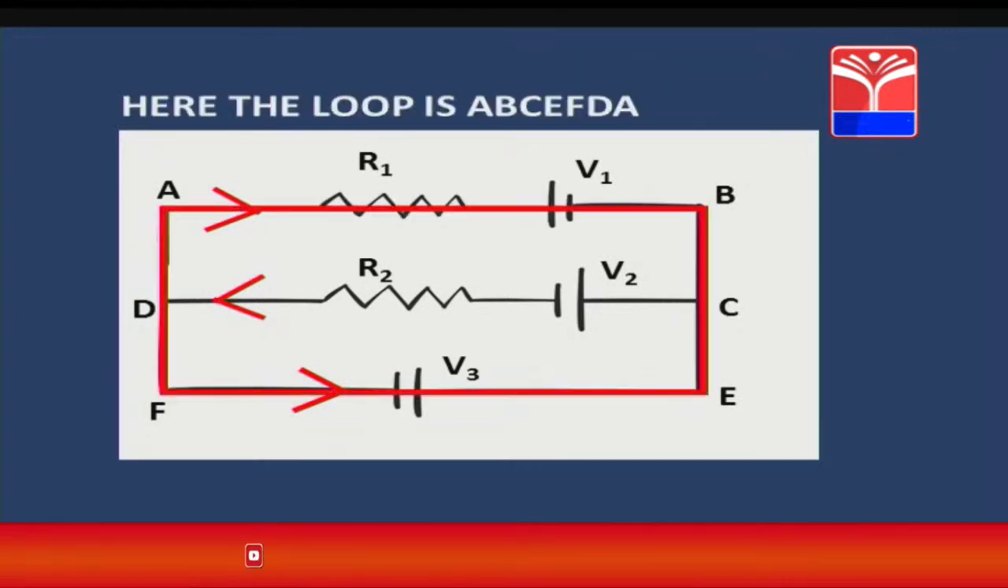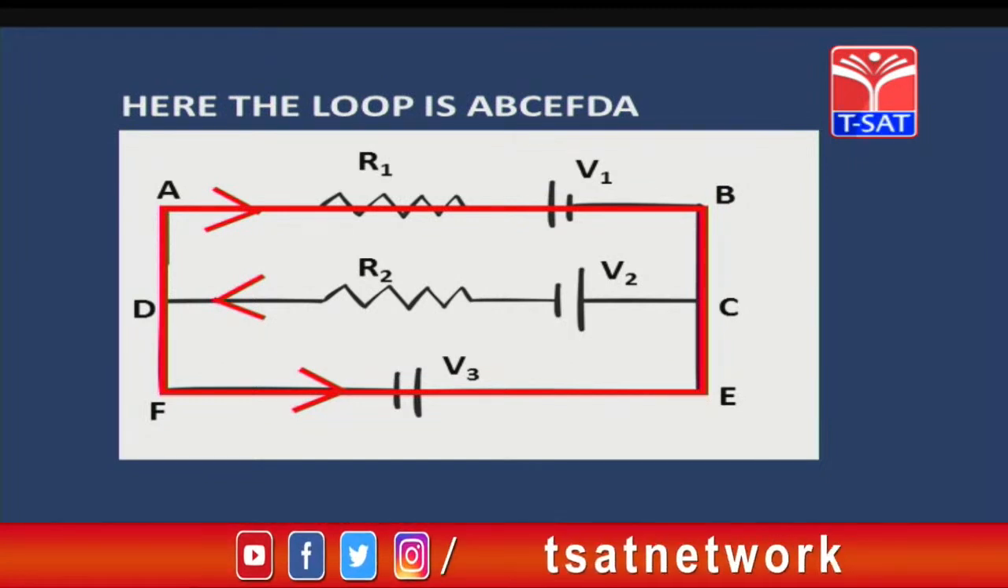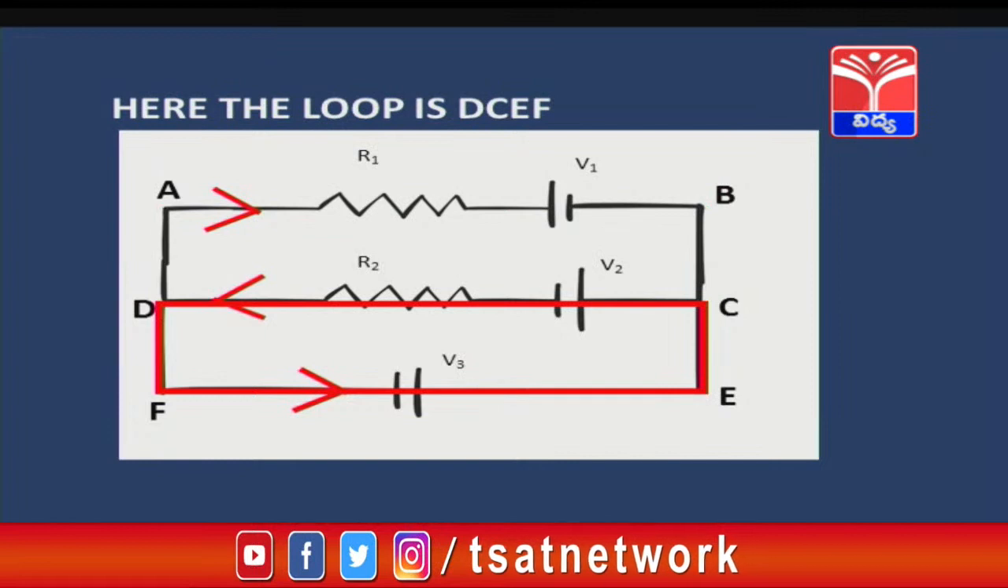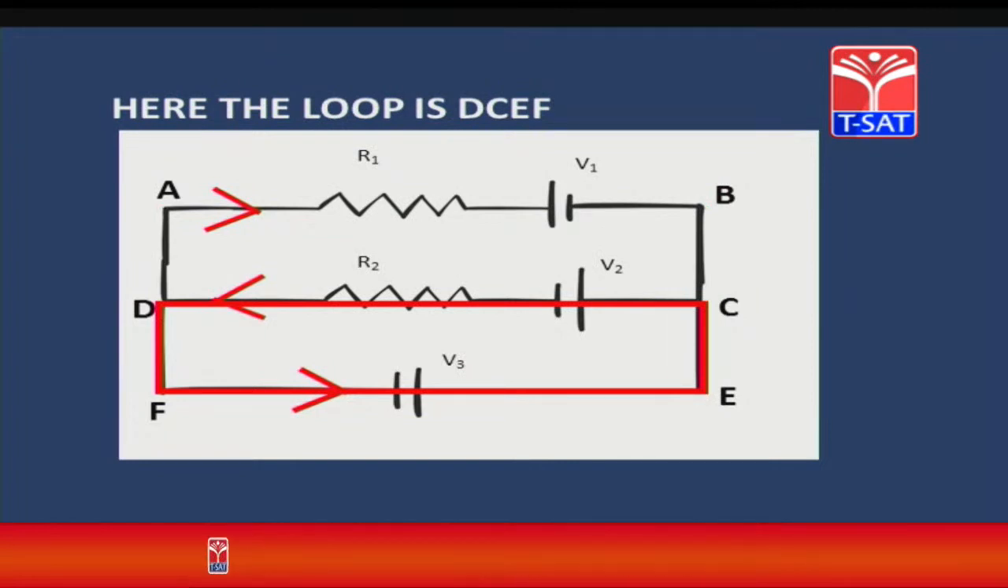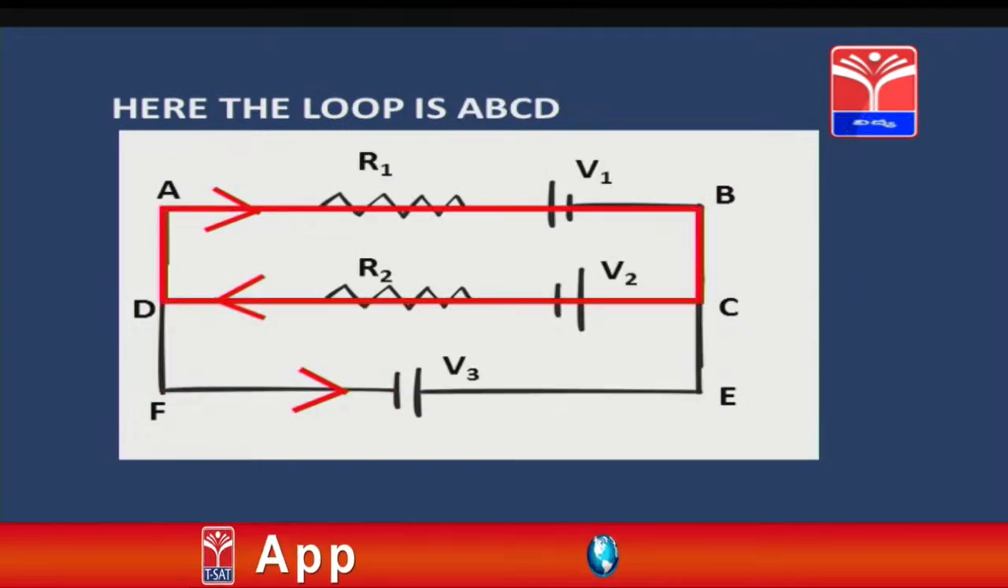In this we can consider a loop which is A, B, C, E, F, D, A, or we can select a loop which is D, C, E, F, or a loop A, B, C, D. Kirchhoff's loop law holds good for any loop in a network.